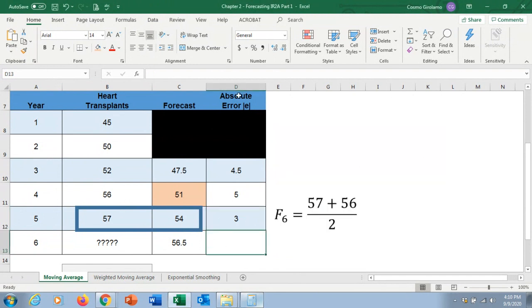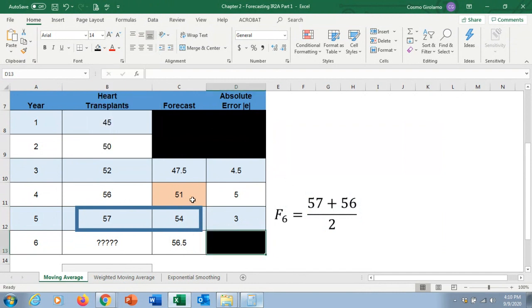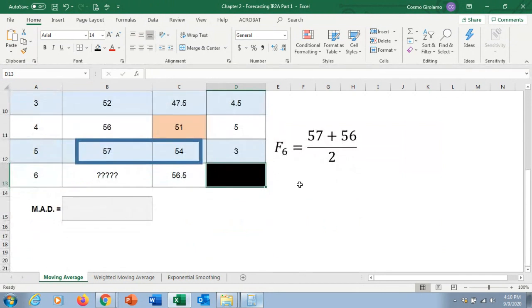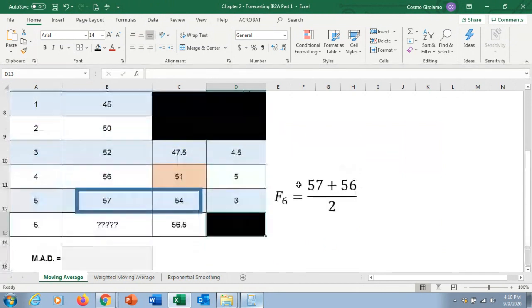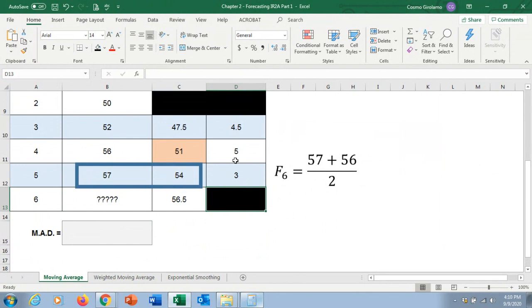And I can't make an absolute error here because what actually happened hasn't happened yet, so there's nothing to fill in over here. And so I have my errors here: 4.5, 5, and 3. Now I want to calculate my mean absolute deviation. I'm going to take all the errors that I have, the deviations. They're absolute, so if one was negative, I would just make it positive. I'm going to add them all together, and divide by the number of errors that I have.